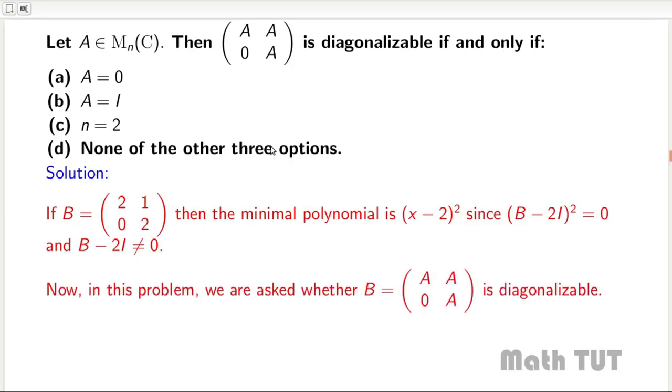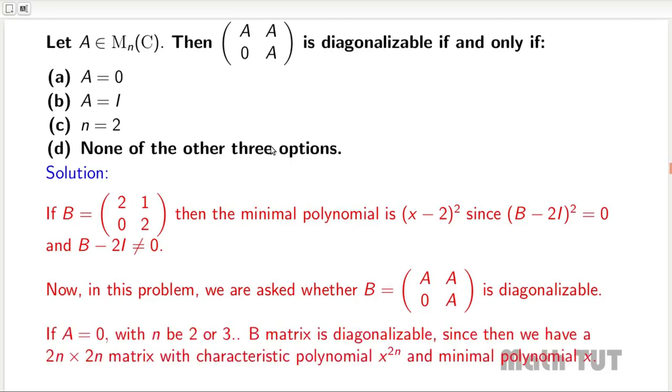Now in this problem we are asked whether this B is diagonalizable if and only if A is 0, or A is I, or it happens only when n is equal to 2, or none of these cases. So let us assume the block matrix given in this problem to be the matrix B.